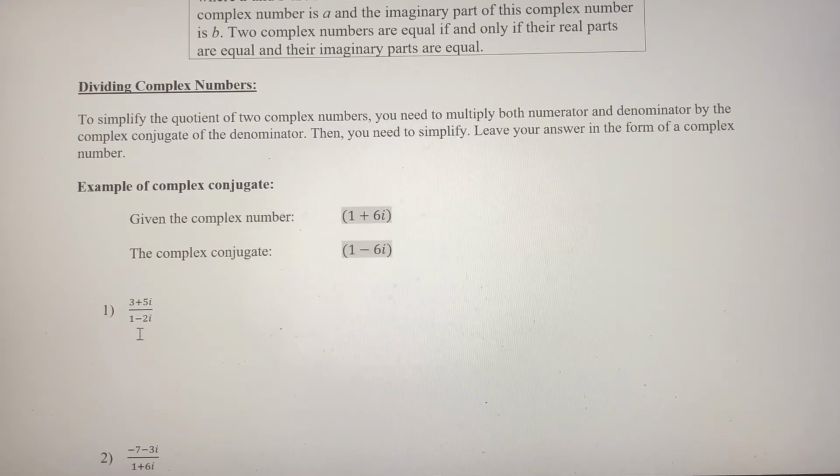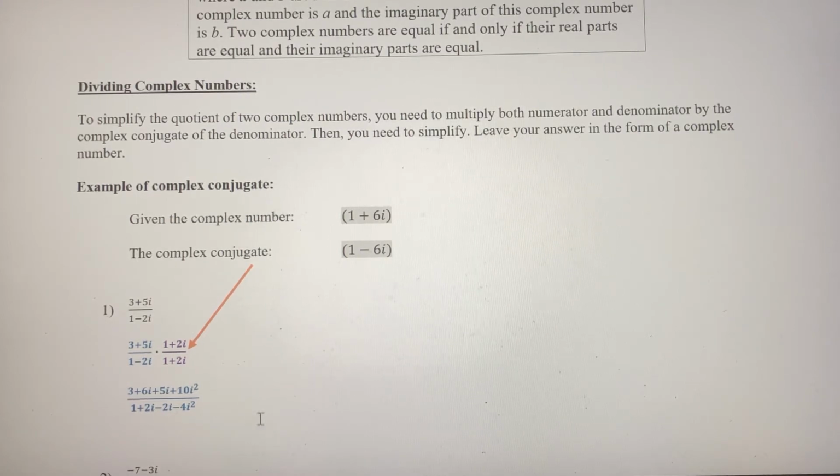All right, number 1 here. So the complex conjugate is going to be 1 plus 2i. I'm going to multiply both top and bottom by that complex conjugate of 1 plus 2i. In the numerator, I've got a binomial times a binomial. Nothing's going to cancel out. So I get 3 plus 6i plus 5i plus 10i squared.